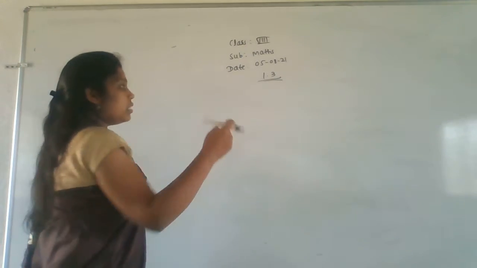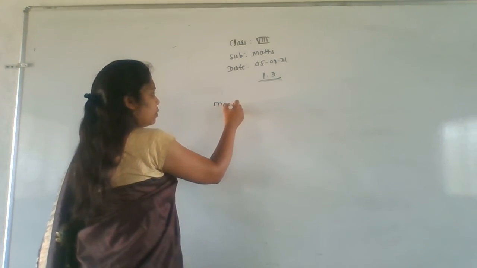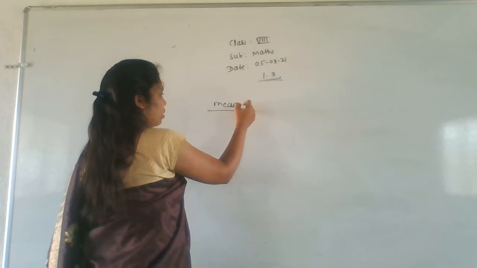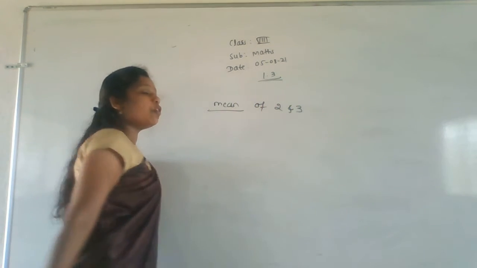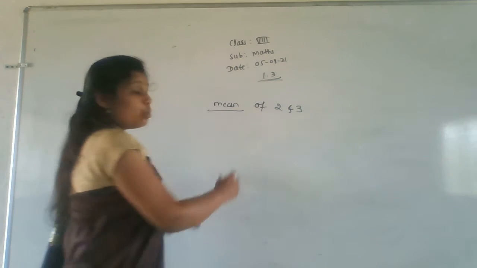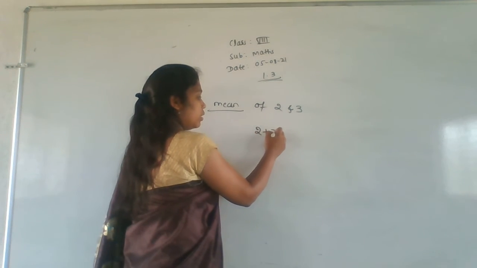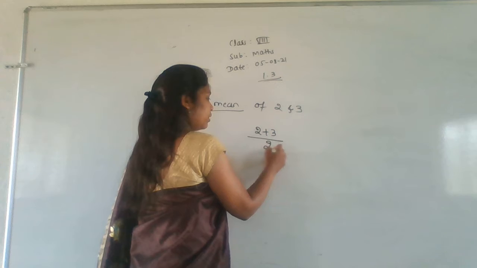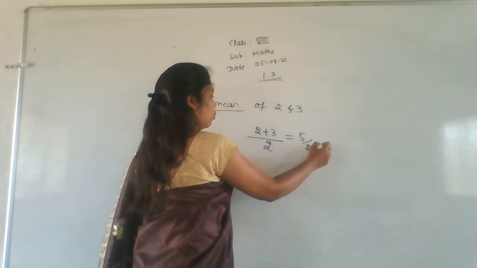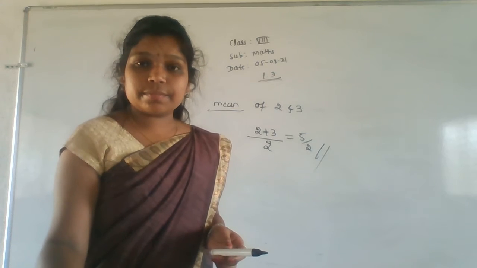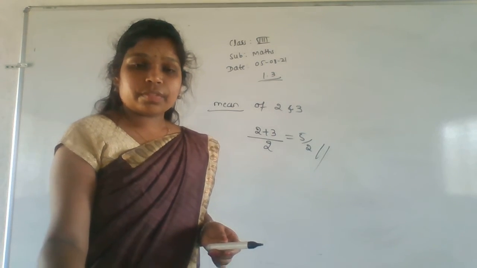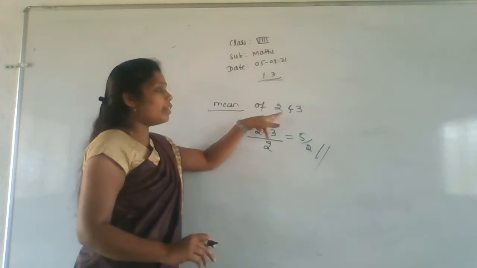What is the meaning of this? See here, I am telling the meaning of this word mean. Mean of 2 and 3. You have to add these 2 and 3 and divide by 2. That will be 5 by 2. 5 by 2 is the mean of these two numbers. Okay. So mean of 2 and 3.